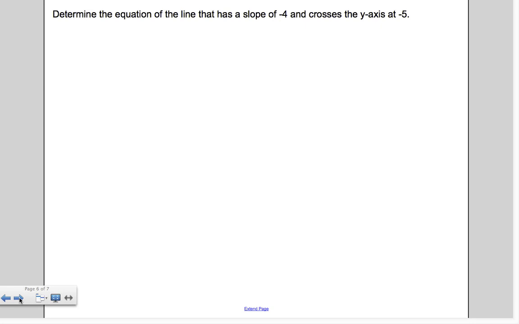Determine the equation of the line that passes with slope -4 and crosses the y-axis at -5. Might as well do it, guys. I think that's the equation. Yeah, write it down.